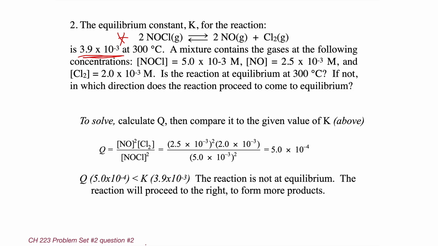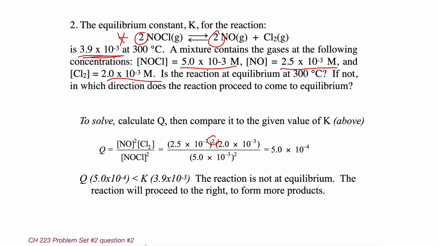And to figure out Q then, you would literally just use these different numbers. Because again, we're not sure if this reaction is done or not. So the NO is 2.5 times 10 to the minus 3 squared. Don't forget that because of the stoichiometry. We multiply it by the chlorine value. We divide it by the NOCl, which is also squared because of that. And the Q value comes out to be 5.0 times 10 to the minus 4.